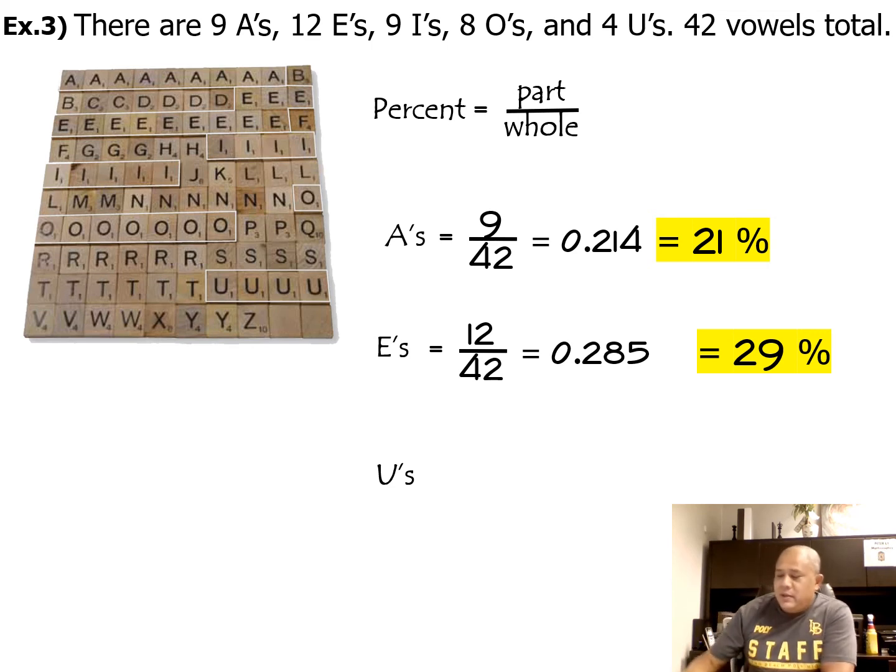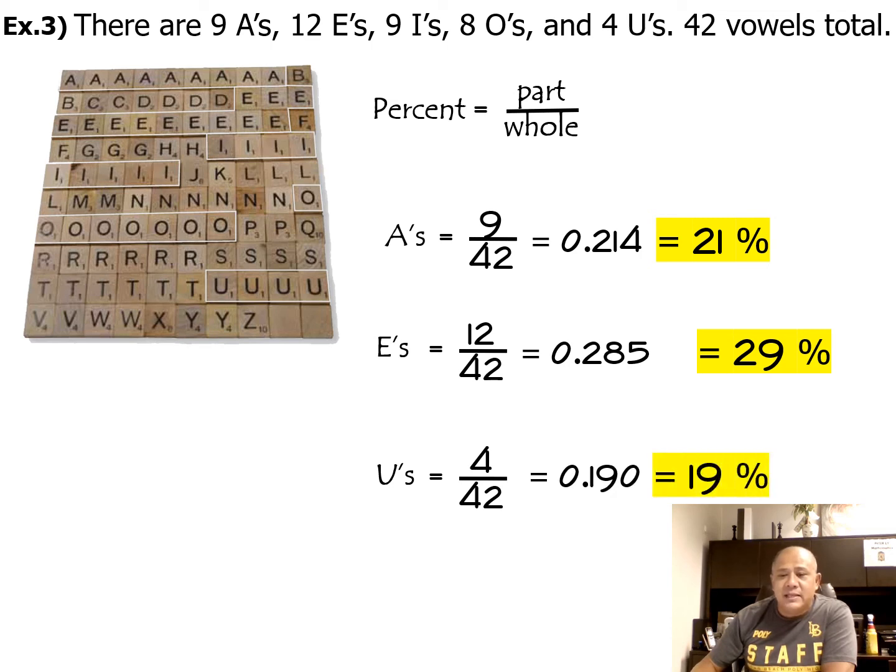Okay. If you did it, and you finished, good for you. If you didn't, go ahead and follow along. That would be 4 out of 42. 4 out of 42 gives you 0.19, which is 19%. And there you go. Okay, that concludes our lesson.